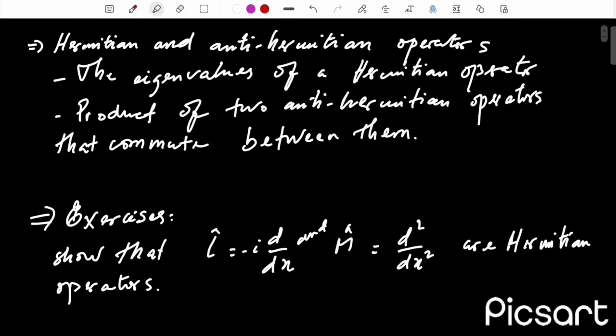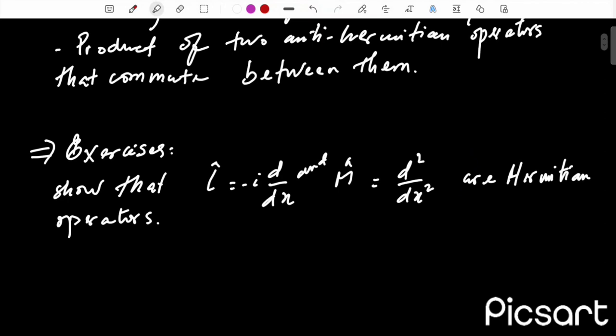Hello everyone and welcome to this video where we will talk now about the Hermitian and anti-hermitian operators. We will also talk about the eigenvalues of the Hermitian operators. We'll talk also about the product of two anti-hermitian operators that commute between them, and we will conclude this video solving these two simple exercises to show that these operators are Hermitian.